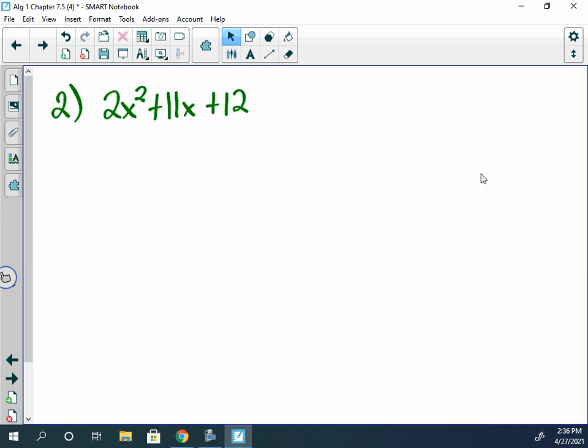So let's look at this one here. Is there a number that will go into all three terms? Well, 2 will go into 2 and 12, yes? But will 2 divide into 11? No. So unfortunately, there's not a number that will go into all three. There's not a greatest common factor.